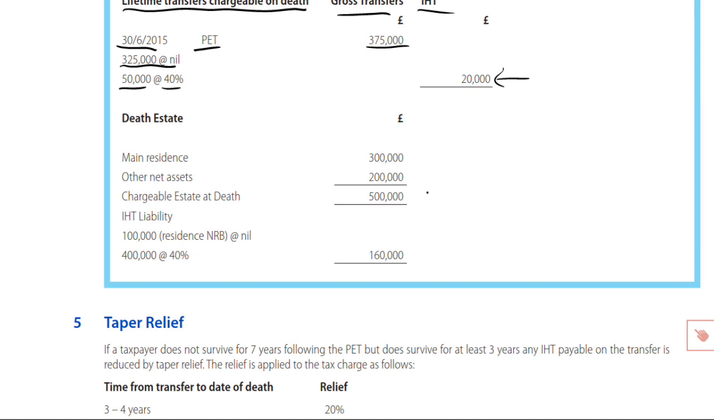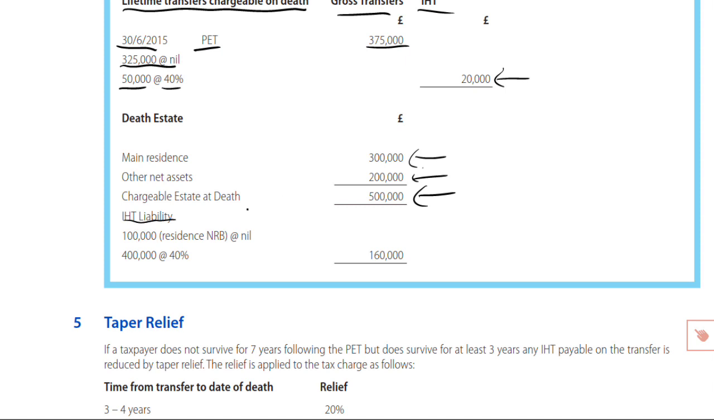We know that the total is 500, but we were informed it included a main residence of 300, so it must mean that the other net assets come to £200,000. How do we compute that IHT liability?